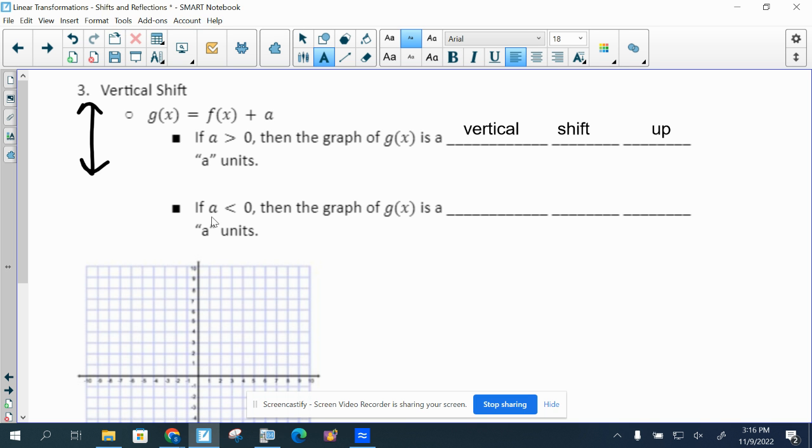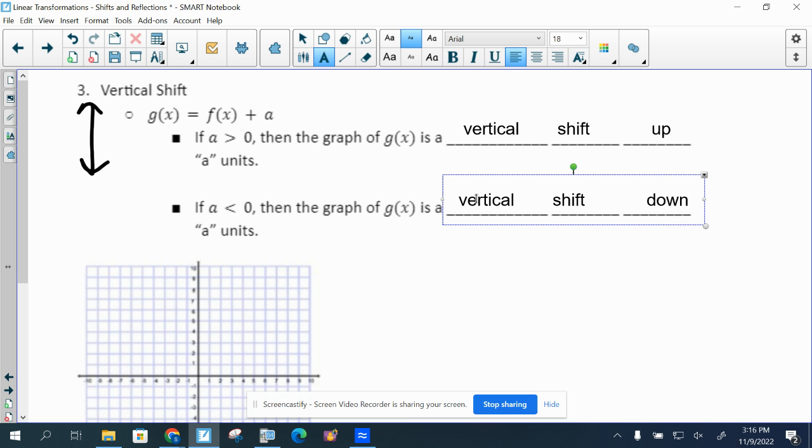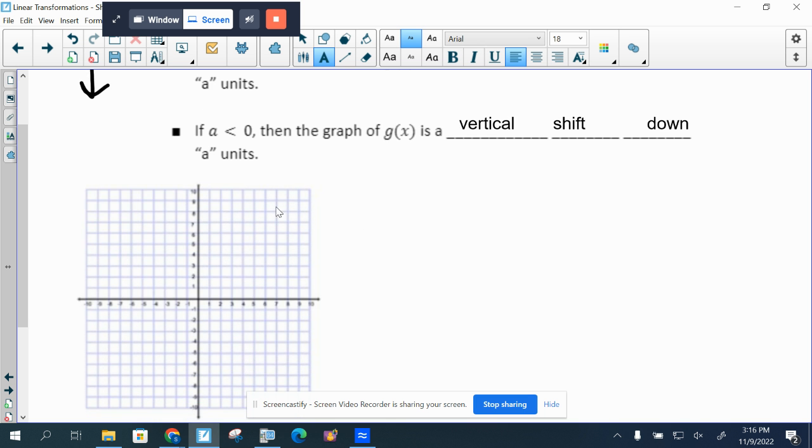And then if a is less than 0, so if it's negative, then the graph of g of x is a vertical shift down a units. That's because if you're subtracting from all of the y values, it's going to make it go down. So here we're either adding a number to the y values or subtracting a number from the y values. The graphing for this page will be optional because I'm just going to show it to you in Desmos.